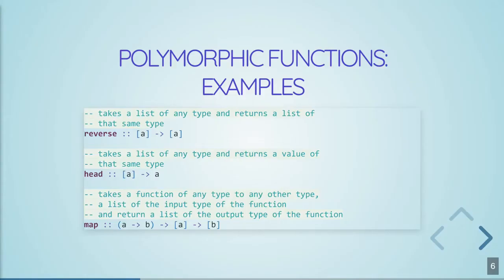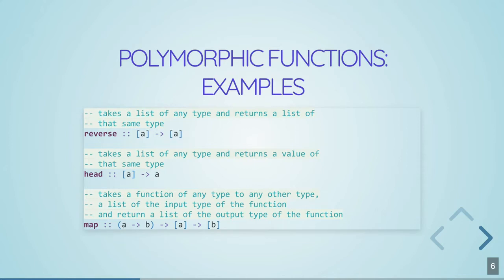Some other examples of polymorphic functions include these list functions like reverse and head and map. Reverse, for instance, takes a list of A and returns that same list of A, but in reverse. It reverses all of the elements. Notice how this is a list of A goes to a list of A, not a list of A goes to a list of B. That would actually be the wrong type.